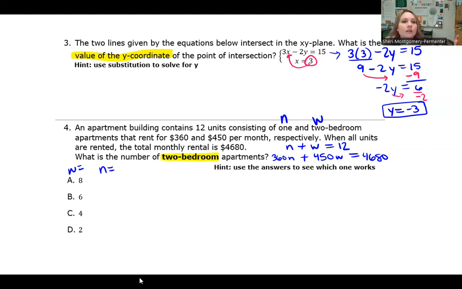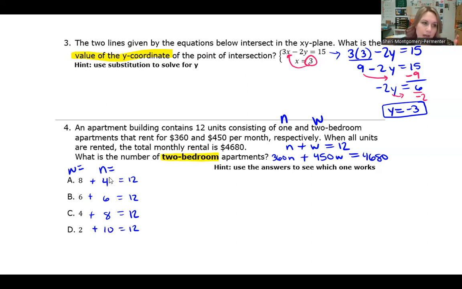And so we had to figure out for this one, 8 and what would give me 12? 8 plus what would give me 12? 4. Let's figure out the other. 6 plus what gives me 12? 6. 4 plus what gives me 12? 8. And 2 plus what gives me 12? 10.